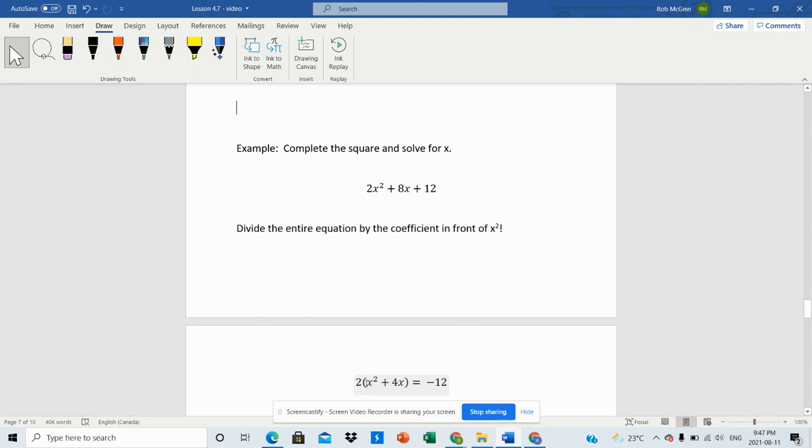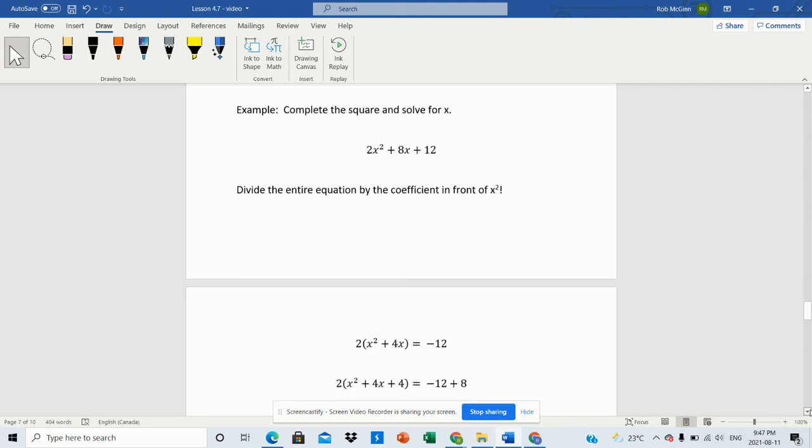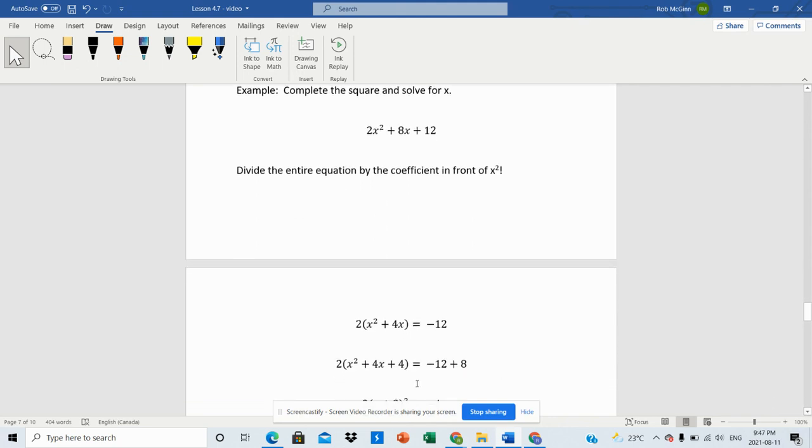So a is 1, 2 times a times b equals 4. So really, b is just 4 divided by 2, which is 2. So if we square 2, we get 4. So we're going to do that. I'll talk about the right-hand side of my equation in a second. But here we've got 2, and then in brackets, x squared plus 4x plus 4.